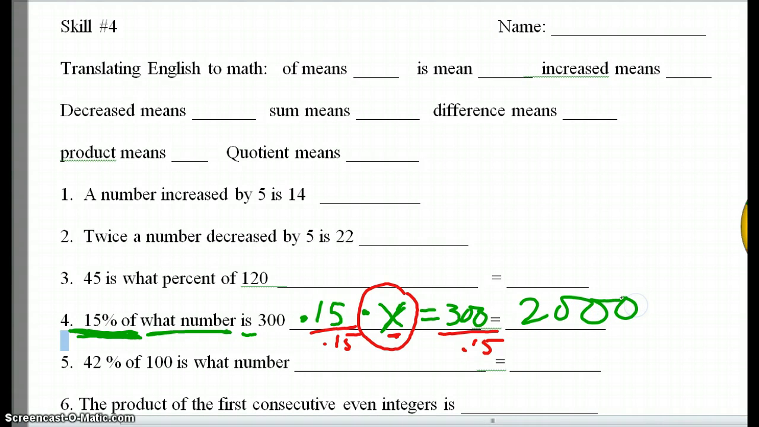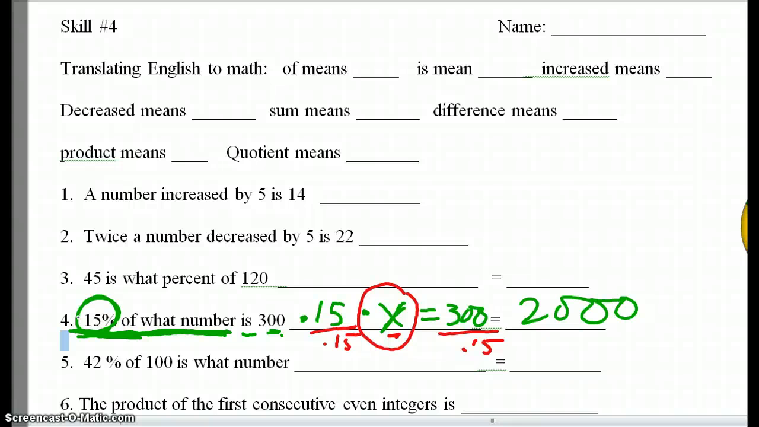And let's see if that makes any sense. 15% of 2,000 is 300. Well, yeah, because we know that half of 2,000 is 1,000. So, you know, we're a lot less than half, and that answer should make sense.